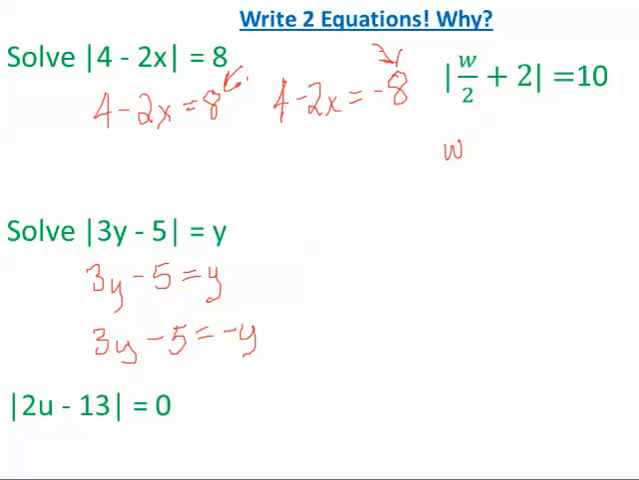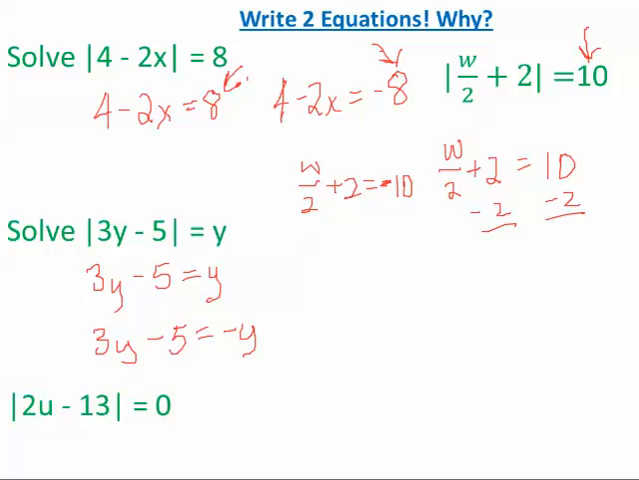We'll solve this one. W over 2 plus 2 is equal to 10. That's one possibility. The other possibility, W over 2 plus 2 equals negative 10. Doing the same thing every time. I'm using the absolute values for one equation and leaving it alone. For the second equation, I'm removing the absolute values, making the guy that's over here by himself negative. Solve these equations, okay.